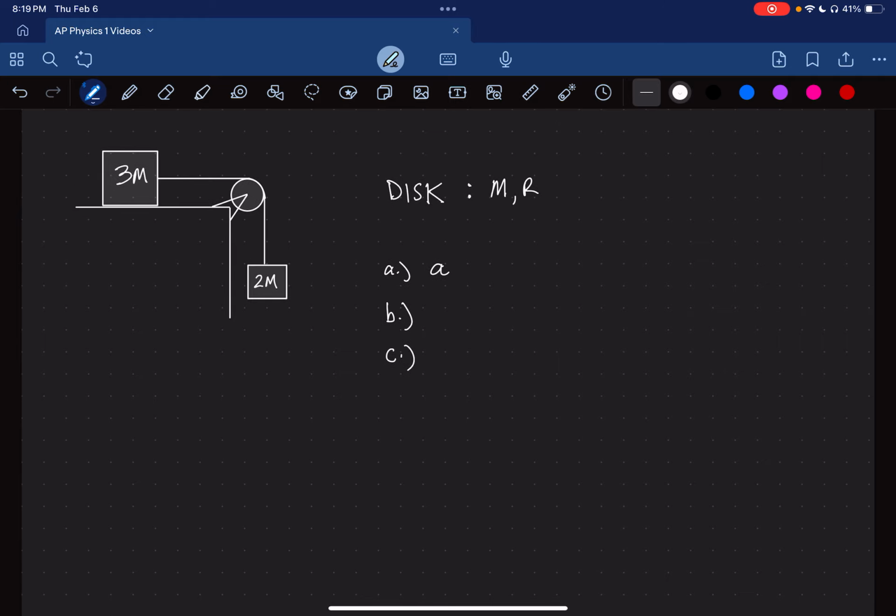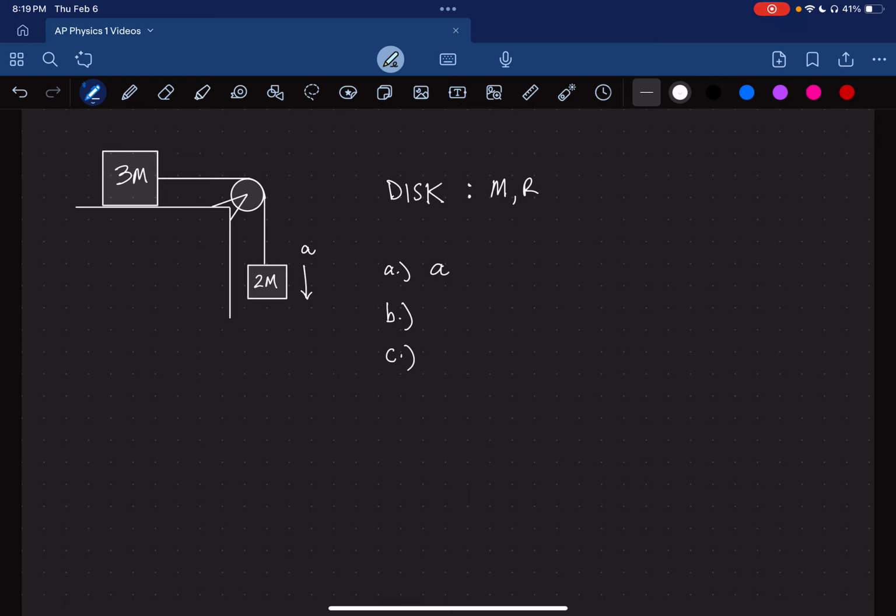This is three objects. So we have a block here with mass 3m. We have a block down here, mass 2m, held together by a string. And there is a pulley, which is a disk, mass m, radius r. So this is one without numbers. And first thing we want to do is figure out what is the acceleration of this system. Okay, so those masses will accelerate down.